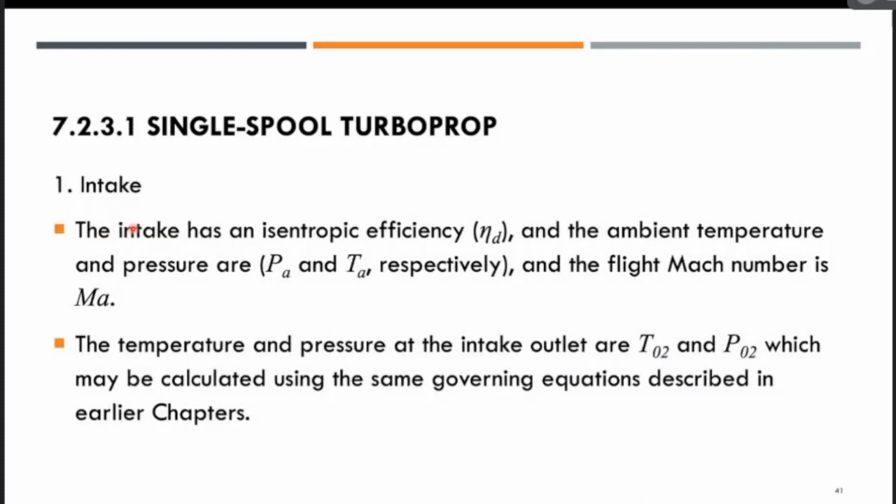Okay, we look into the intake, where the intake has an isentropic efficiency zeta D. We call zeta D normally for the diffuser, and the ambient temperature as well as the pressure, TA and PA respectively. The flight Mach number is given as MA. The temperature and pressure at the intake outlet, after the intake at station 2, are TO2 and PO2, which may be calculated using the same governing equation that we have already described in our earlier chapters.